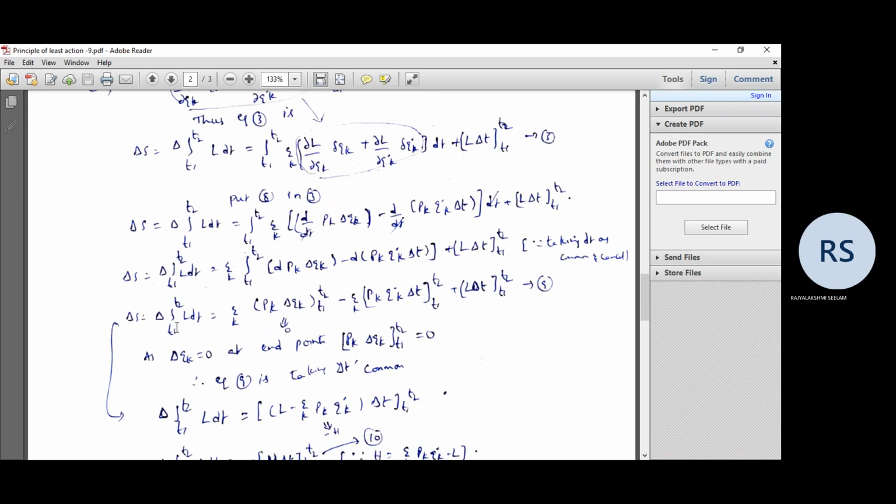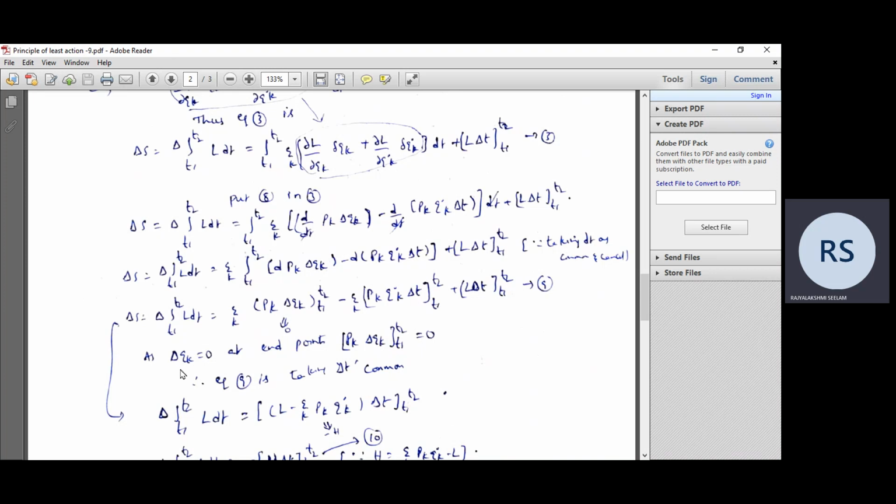And here if you see sigma k pk, and here if you observe, integration and derivative get cancelled. So we have pk delta qk limits t1 to t2 minus sigma k. Here integration common, here we have pk qk dot delta t limits t1 to t2 plus l into delta t t1 to t2. So here integration and derivative get cancelled. So we will obtain this one.